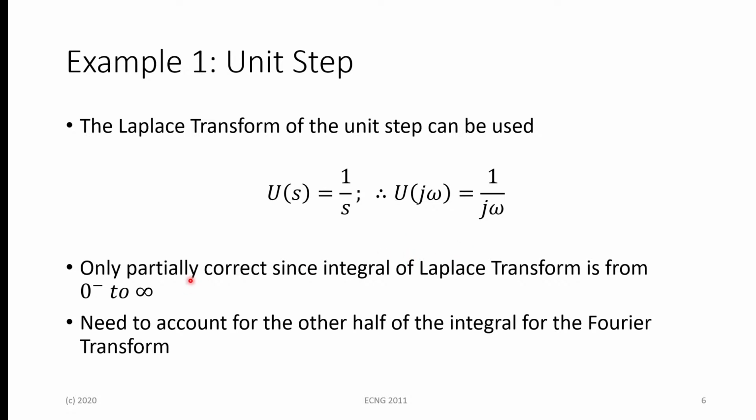So we have only accommodated for 0 negative to positive infinity. We haven't accommodated for negative infinity to 0 as such. So we need to account for that other half of the integral limits for the Fourier transform in particular.